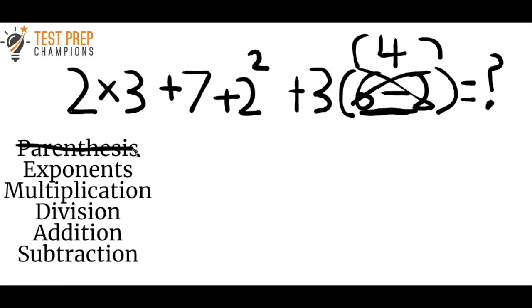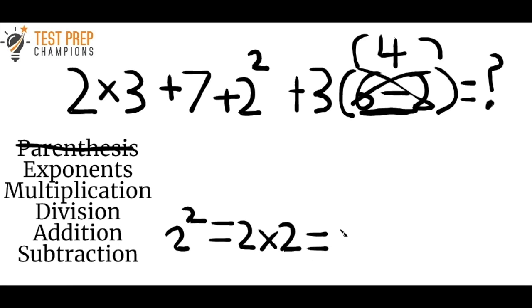So next we want to look at our exponents. And so here we have 2 squared. So 2 squared, we want to handle that exponent next. So 2 squared is equal to 2 times 2, which is equal to 4. So this 2 squared, we can rewrite that as 4. All right, so let me cross this out.